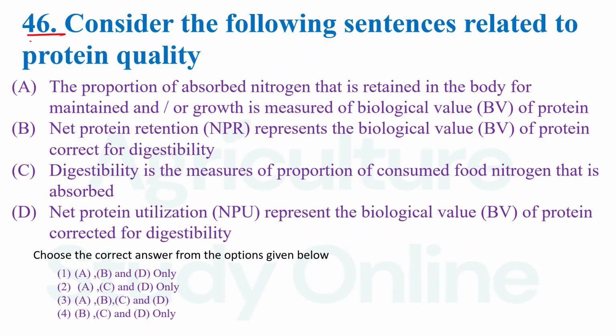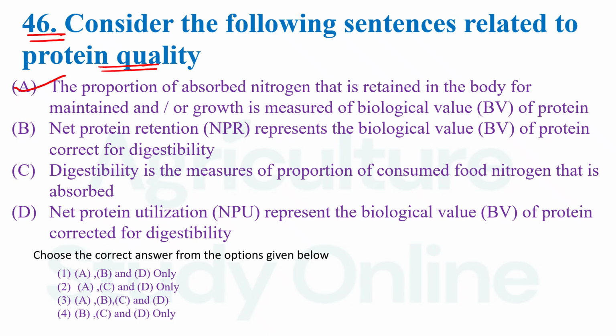Question number 46. You have to consider the following sentences related to the protein quality. First one, the proportion of absorbed nitrogen that is retained in the body for maintenance and for growth is a measure of biological value of the protein. So this is true. Since we know biological value is equal to the proportion of the absorbed nitrogen which is retained for growth and maintenance. So this is the correct definition for biological value.